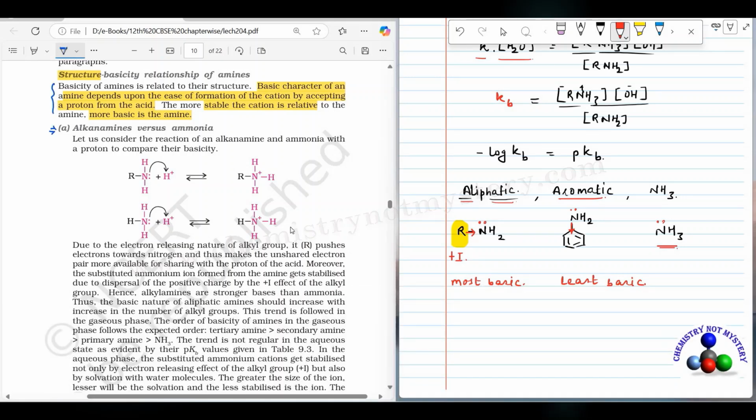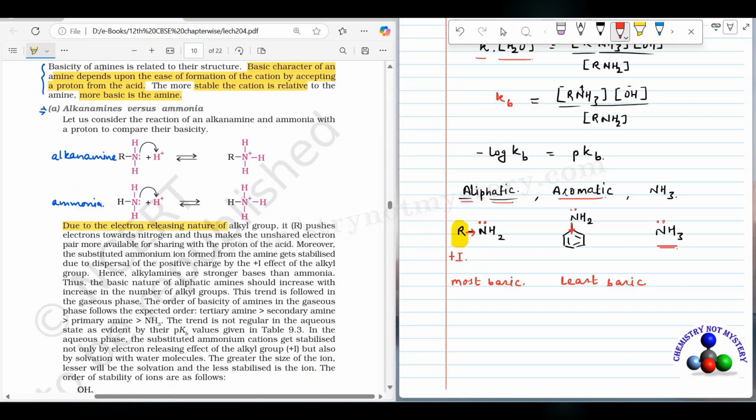The first comparison is given between alkylamine versus ammonia. Let us consider the reaction of alkylamine and ammonia with a proton to compare their basicity. The first one is alkylamine and this is ammonia. When alkylamine abstracts a proton from the medium, it forms RNH3 positive ion. And when ammonia abstracts a proton from the medium, it forms the ammonium ion.